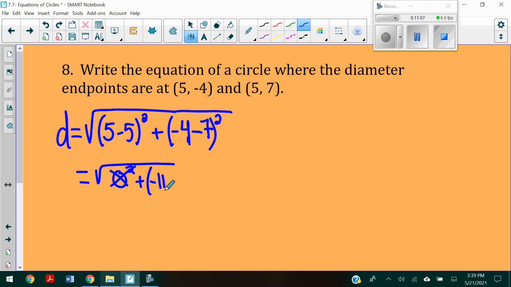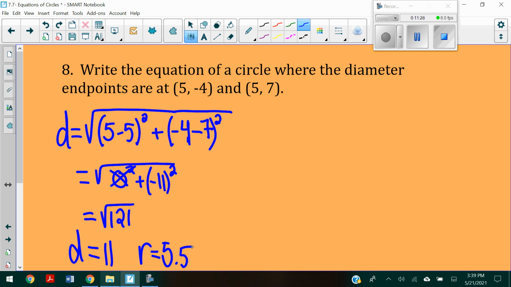We get negative 11 squared. Well, negative 11 times negative 11 is 121. Now we're going to take the square root of that. So my diameter is 11. But we want the radius, and the radius is half of my diameter. So my radius is 5.5.